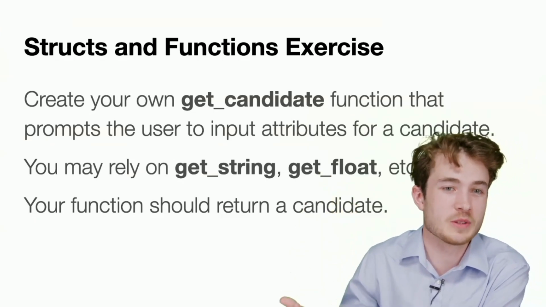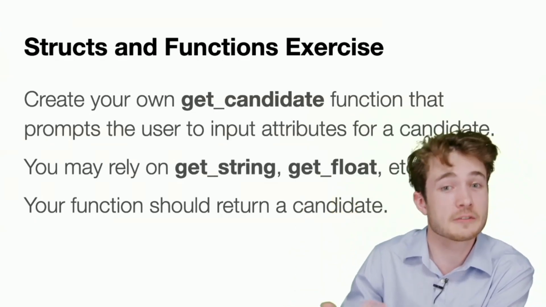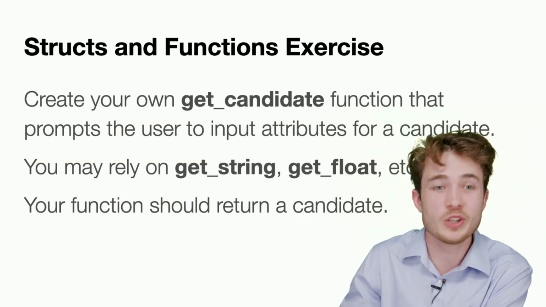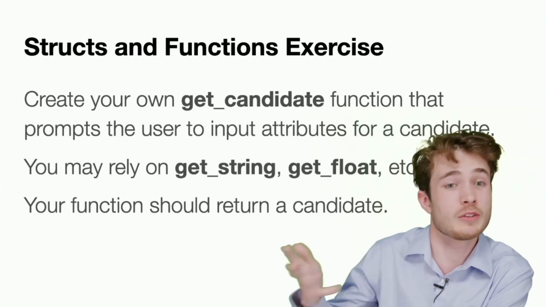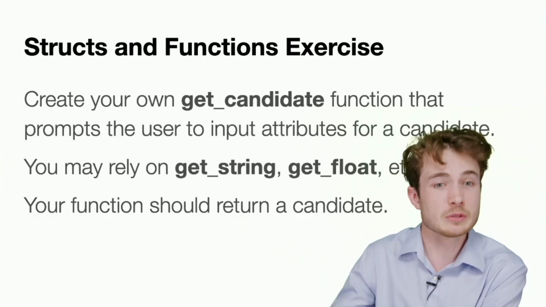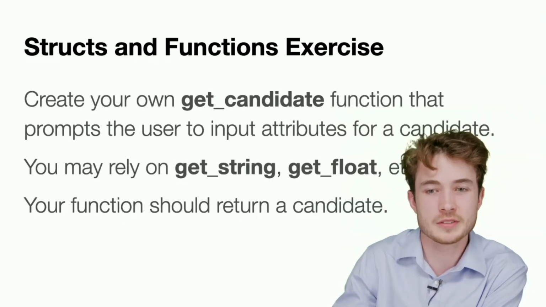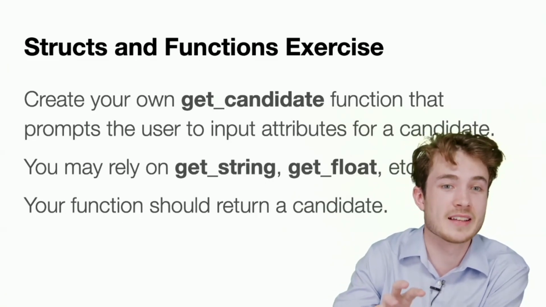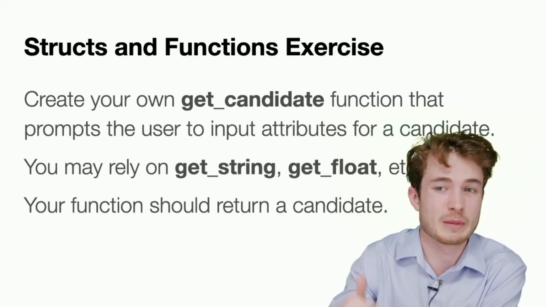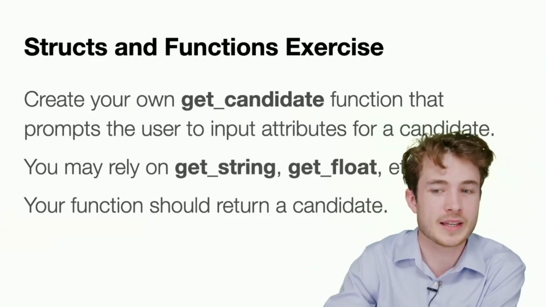So you maybe are familiar with this function getString or getFloat in the CS50 library, where you can use those functions to get a string, get a float, get an integer, whatever you want to get from the user. And similarly, we'll actually write our own function called getCandidate that will return to us a new candidate that the user has created for us by being prompted for some information about that candidate.